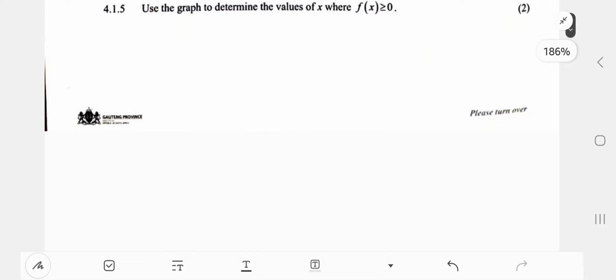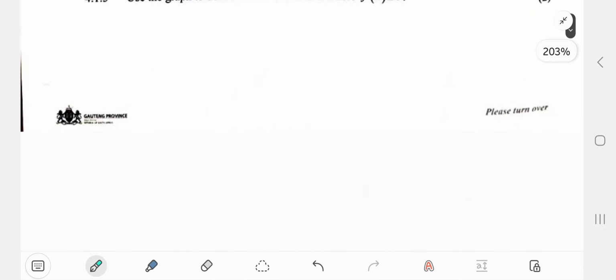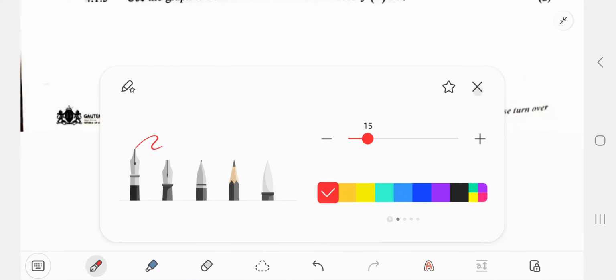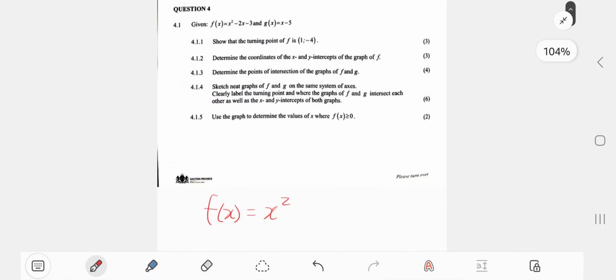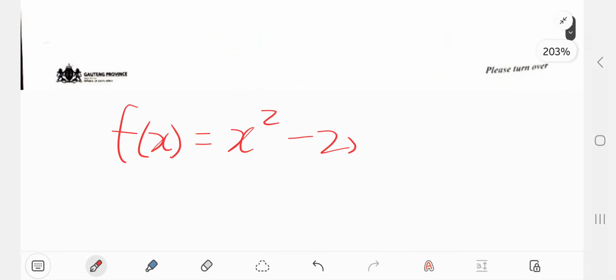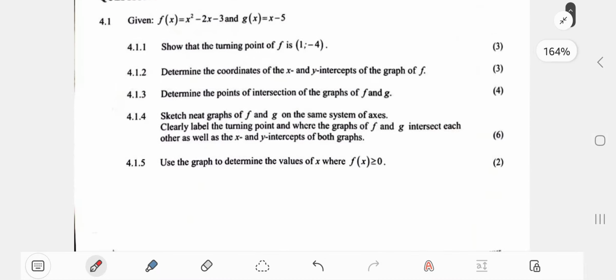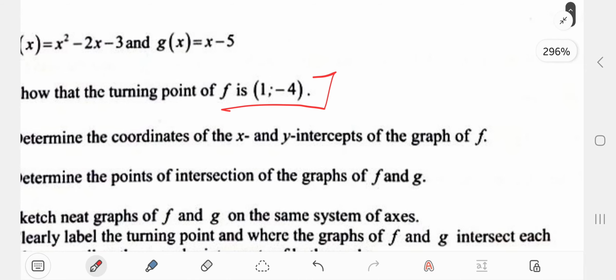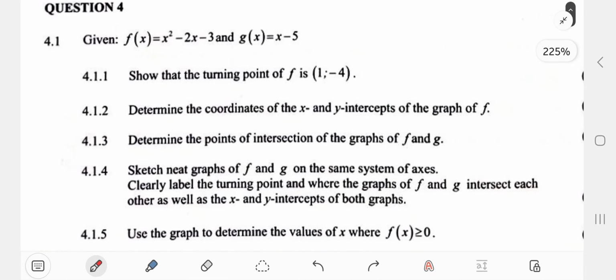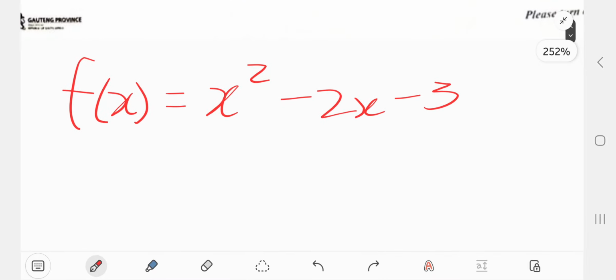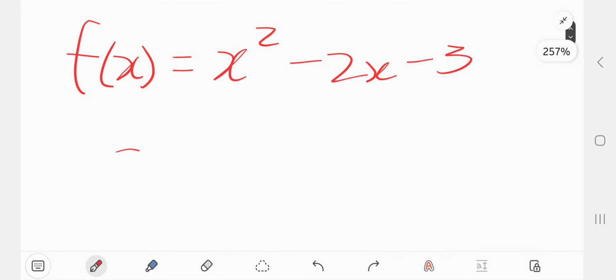So let's quickly write down f here. So we have f of x. Let me just use a color that's more visible. Let's go. F of x is equal to x squared minus 2x minus 3. So now they say show that the turning point is that. A lot of ways to do that. So let's try one that we did in grade 11. Let's try x is equal to minus b over 2a.